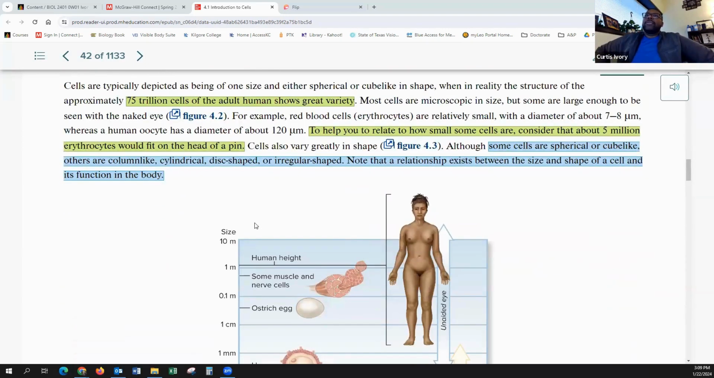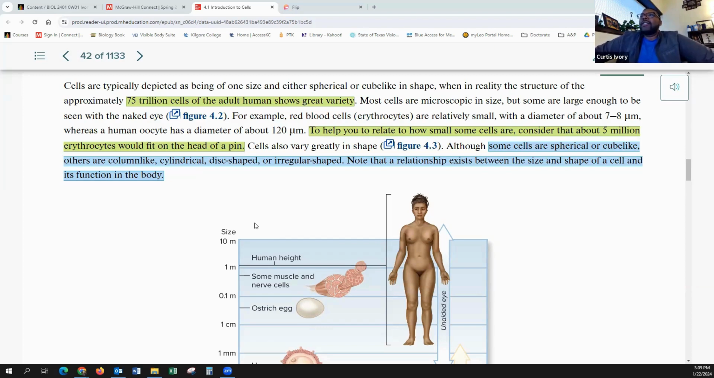So starting off with cells, the human body has around 50 to 100 trillion cells. If we had $1 for every cell that we had, we'd be very, very rich. But unfortunately, we do not. But it's crazy to think how our body has that many cells.